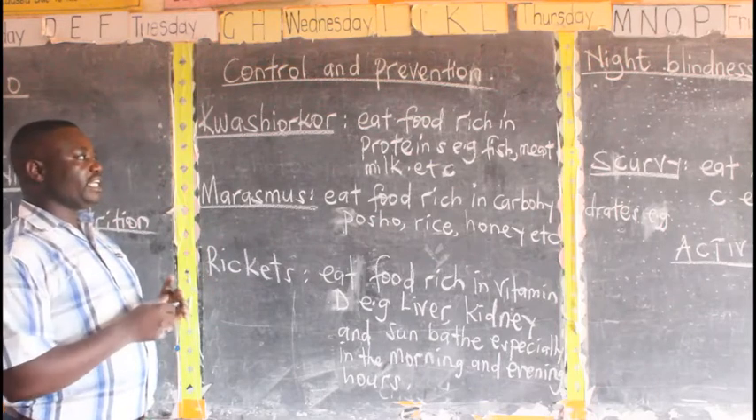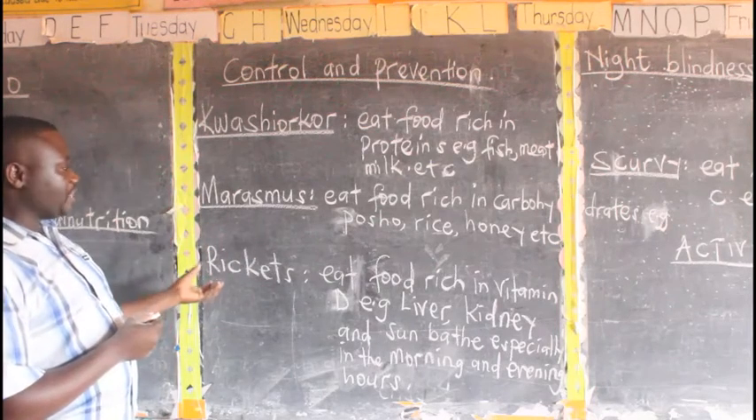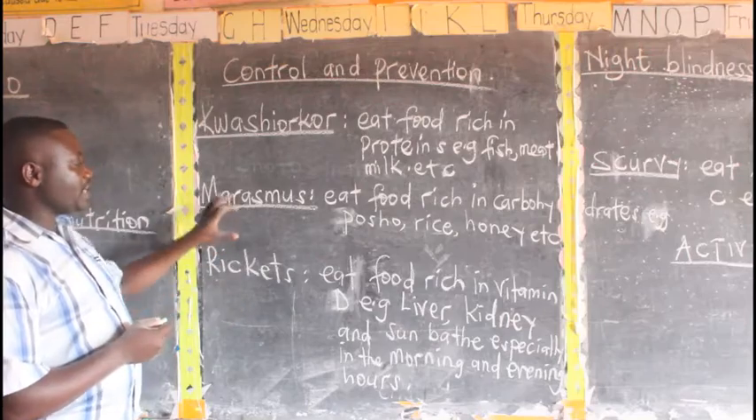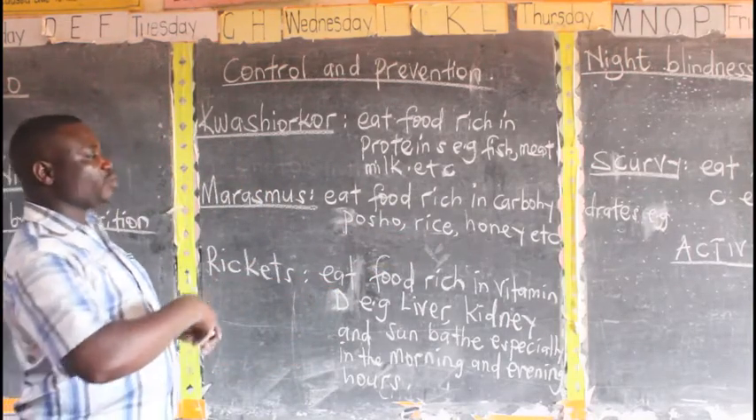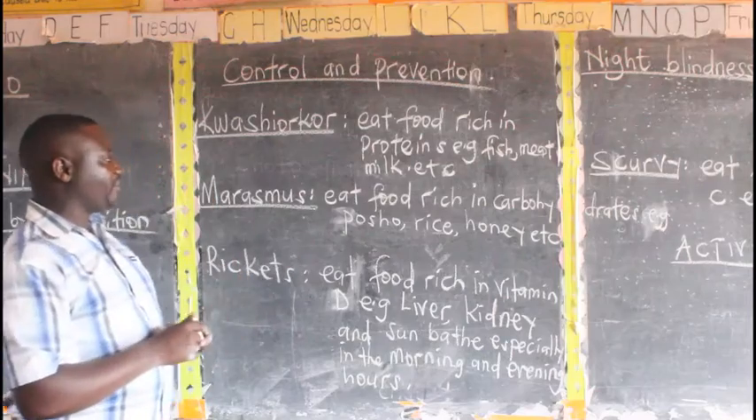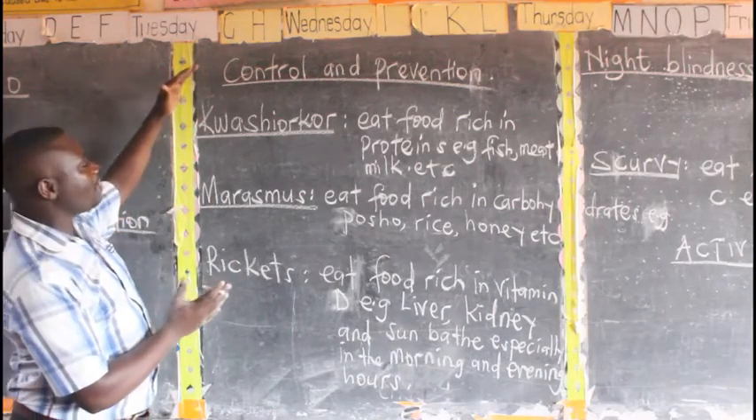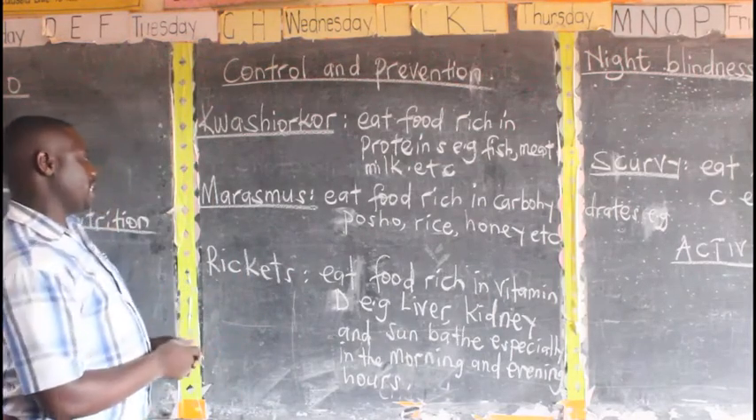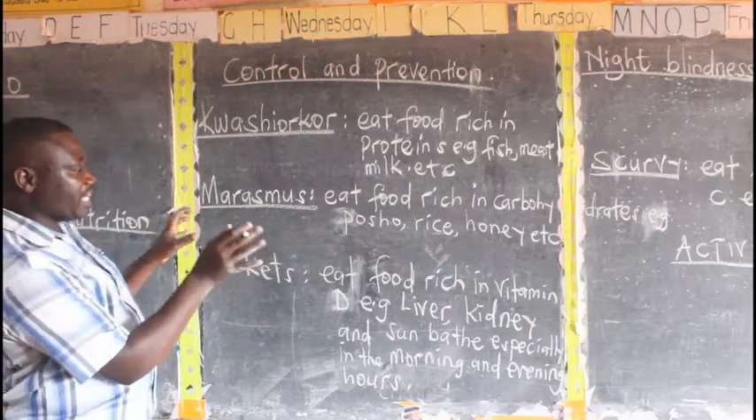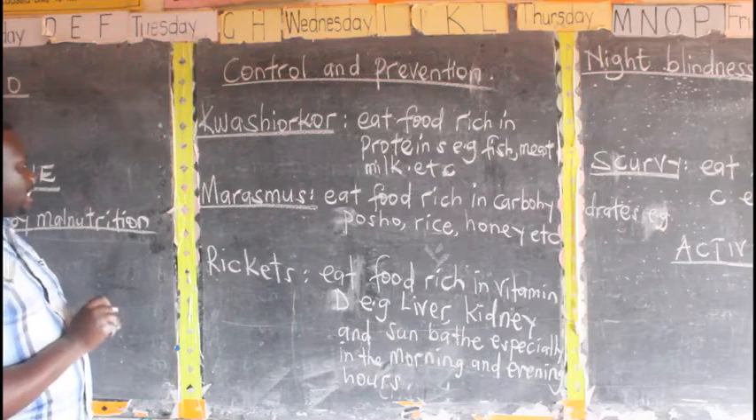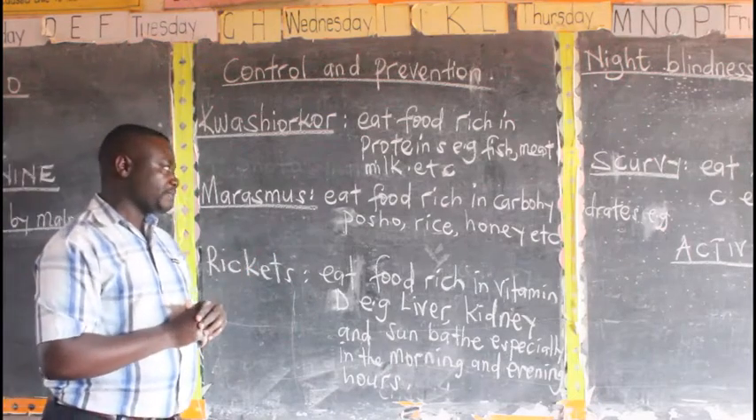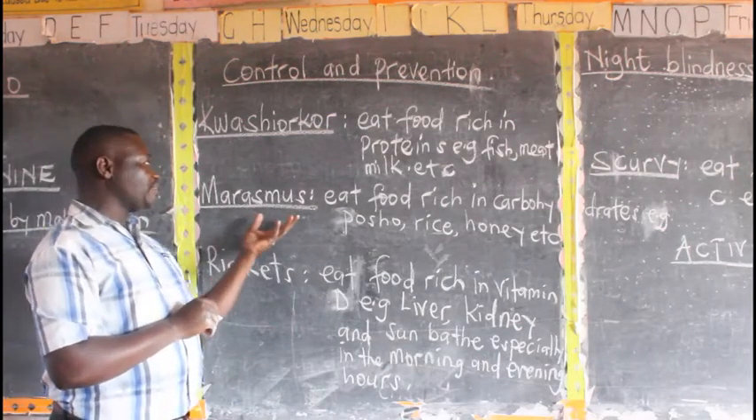Then we have marasmus. For us in P3, there are some deficiencies that we give which are not complicated. But as time goes by, as we upgrade the level of education, we are going to have very many. But in our level, we just give specific diseases. Then we have marasmus. How can one control and prevent this?